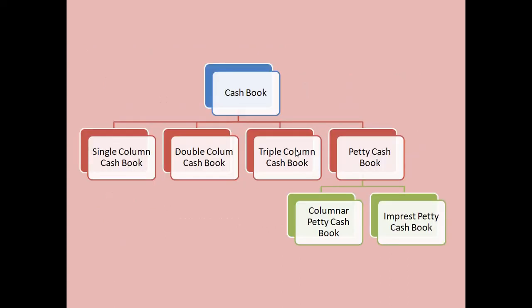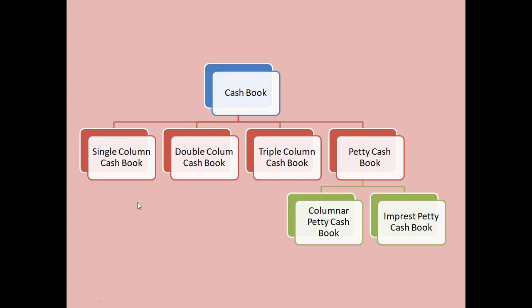Now let us see what are the types of cash book. Cash book can be classified into four: single column cash book, double column cash book, triple column cash book, and petty cash book. And the petty cash book can be further classified into columnar or analytical petty cash book and imprest petty cash book. Let me just tell you in brief what these are. Single column, double column, and triple column. Petty cash book we will discuss in a separate video.